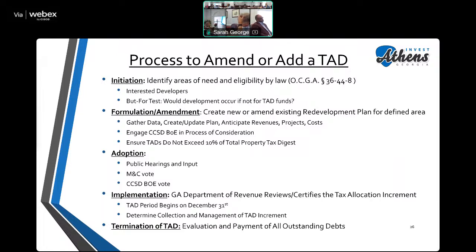The next step is that the redevelopment plans and data go to the Georgia Department of Revenue. They go through a review process and then certify the tax allocation increment. We already kind of know the collection and the management of the TAD increments with the tax commissioner and the Board of Assessors and with finance for the management of it. And then termination of a TAD is going through the evaluation process and then the payment of any outstanding debts, and then the return of those funds to the general fund.